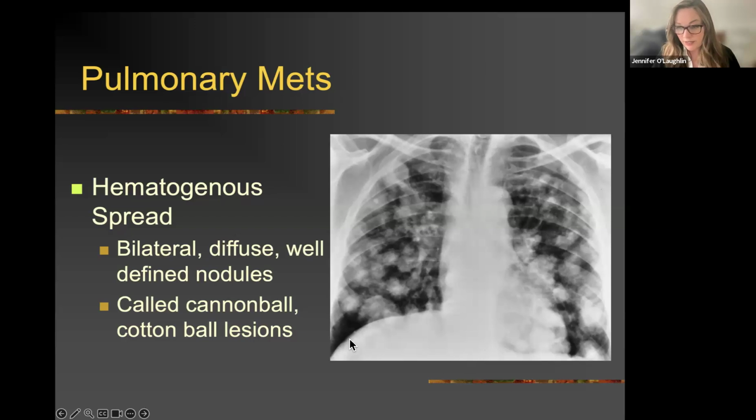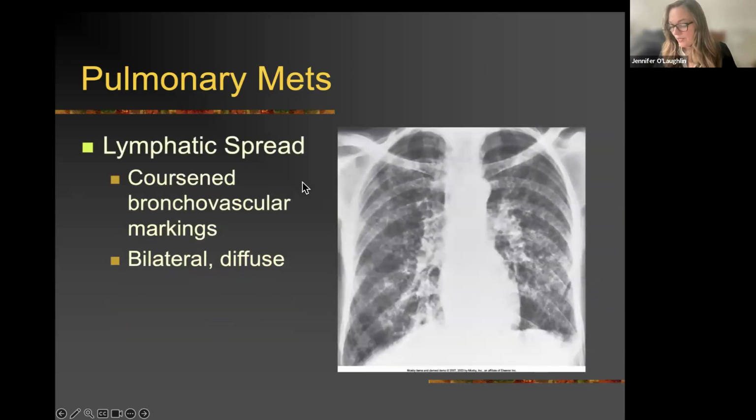So a clue here is it's bilateral, widespread, pretty well-defined, irregular, but well-defined lesions. So we have well-defined lesions. These are called cannonball or cotton ball lesions. And I like that because it kind of gives you a visual mental picture on what these look like. Sometimes you'll see the word popcorn lesion, like if it has kind of a lobulated contour, it still is a hematogenous spread of pulmonary metastases.